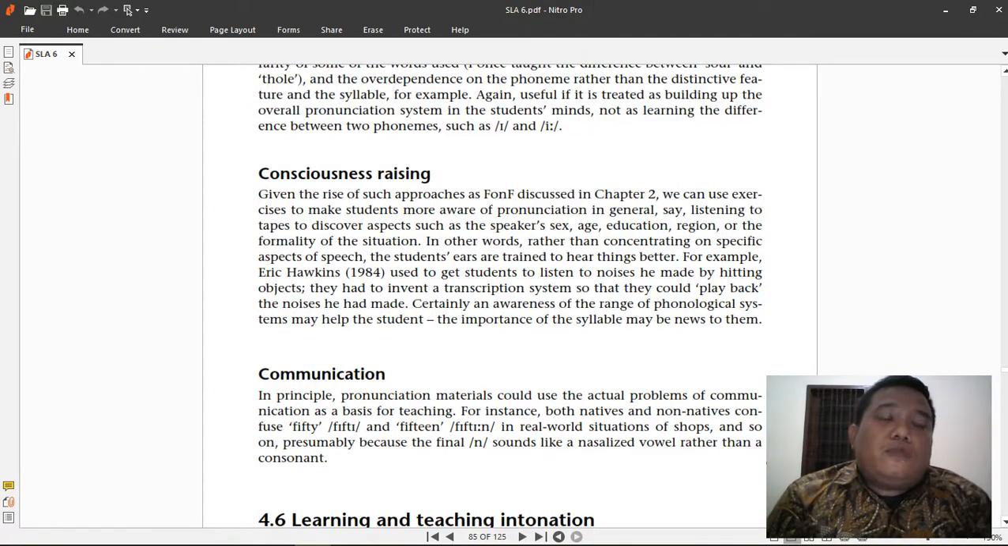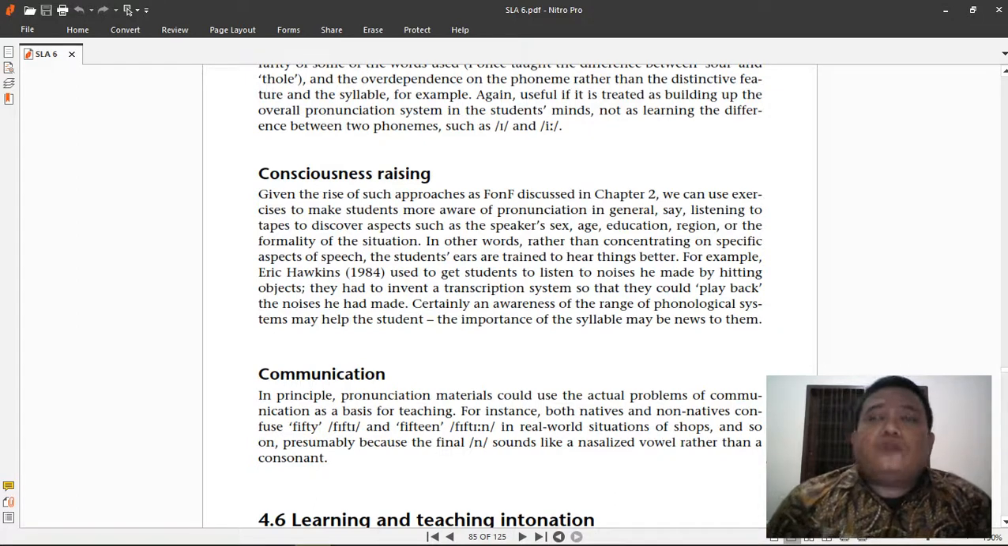Because in the role play, like what the book says, you can use real-world situations of shops and so on. There is a different meaning when you speak a word in different intonations, like I said before. Like when you say what, then what. So it has different meanings, right? They have different meanings, even though when you translate them word by word, the meaning is the same.